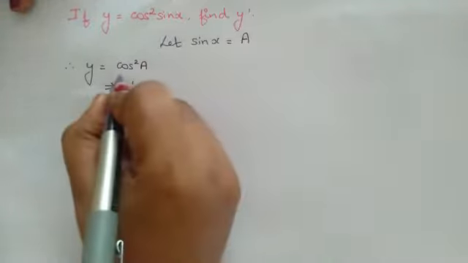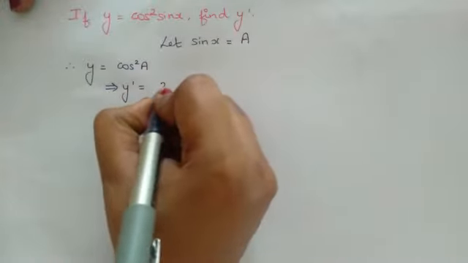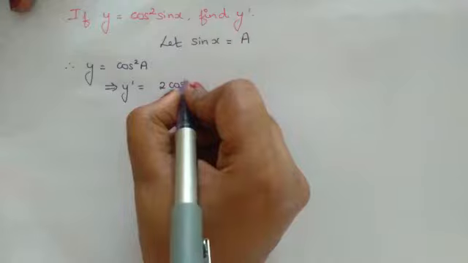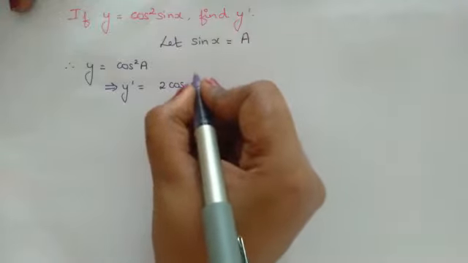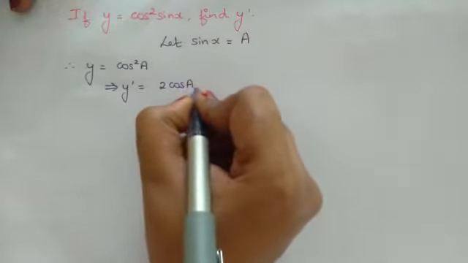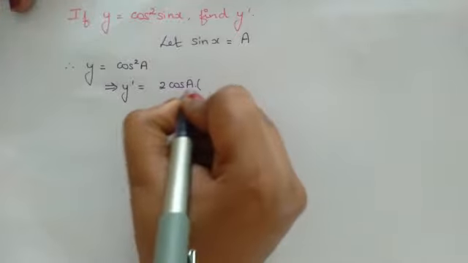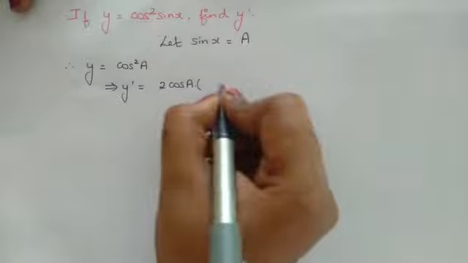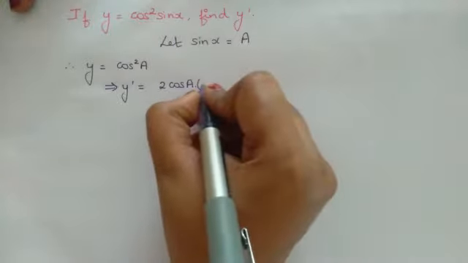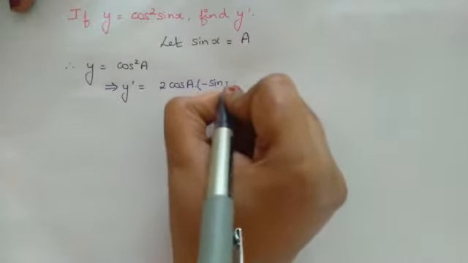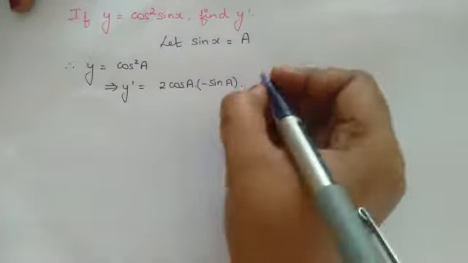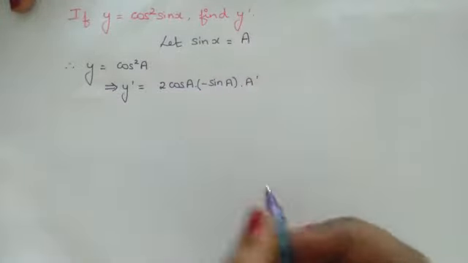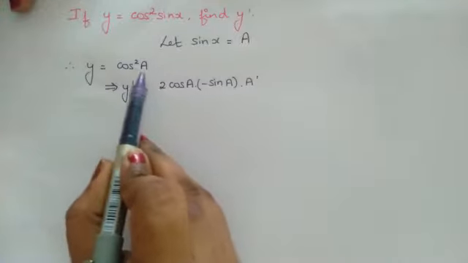This can be done as 2 cos, the power of the cosine function reduced by 1. 2 minus 1 is just 1, so cos A, into the derivative of the cosine function, which is minus sine A, and the derivative of the inner function, A dash. Okay, I repeat it to you. We are having cos square A.